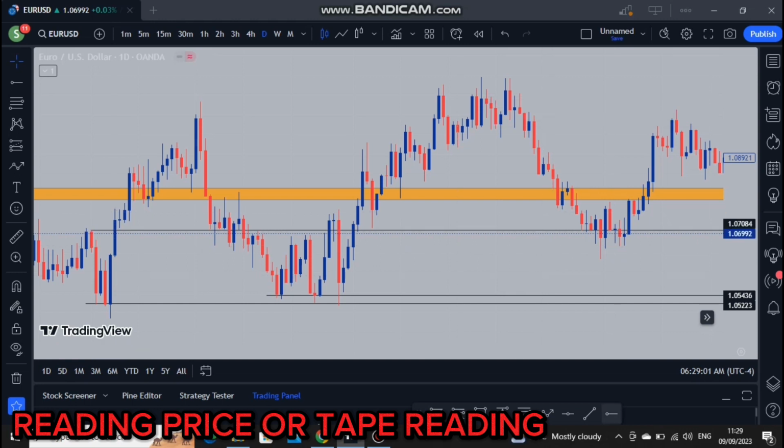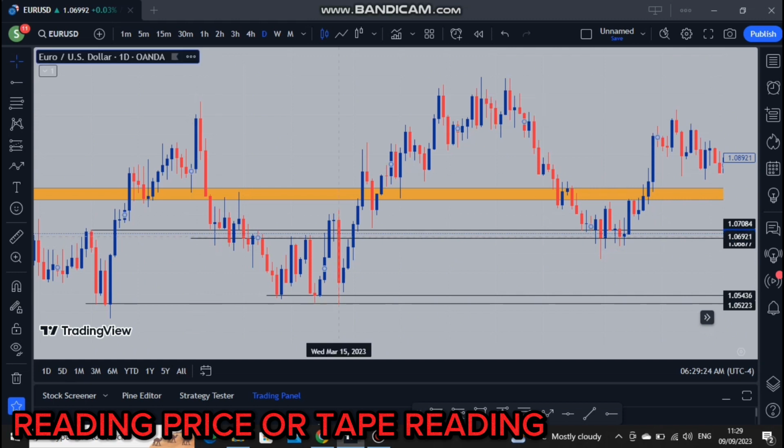Then the second one, we had what? Multiple rejections at this point. And here we rejected off this zone, rejected off this zone, rejected. So let's mark this area.